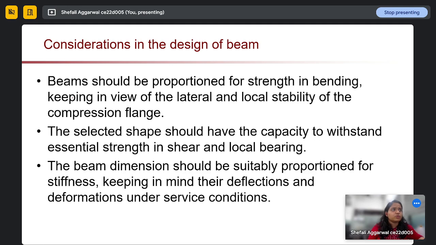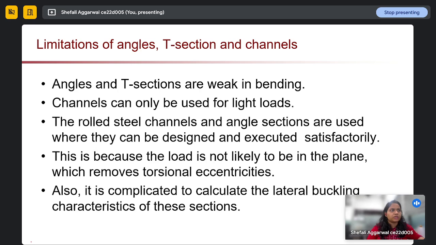Okay. So what are the different considerations when we are designing beams? It should be proportioned for strength in bending, keeping in view the lateral and local stability of the compression flange. The selected shape should have the capacity to withstand the essential strength in shear and local bearing. The beam dimensions should be suitably proportioned for stiffness, keeping in mind their deflection and deformation under service conditions. So this is just theoretical things.